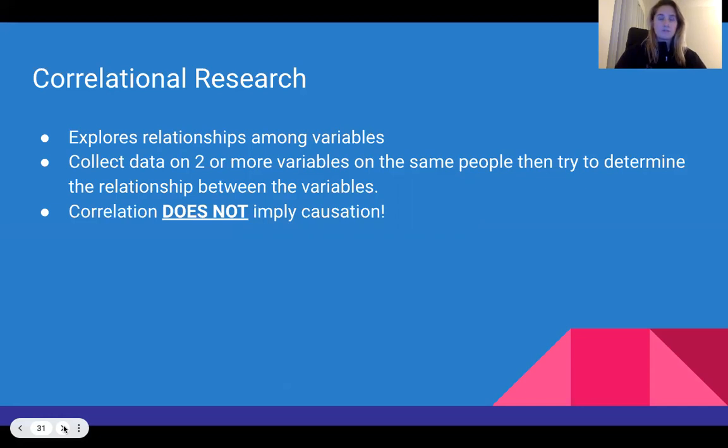Correlational research is different from experimental research. In correlational research, the variables are not manipulated, meaning that there is no experimental treatment being administered. The purpose of correlational research is to analyze relationships among variables and to predict.